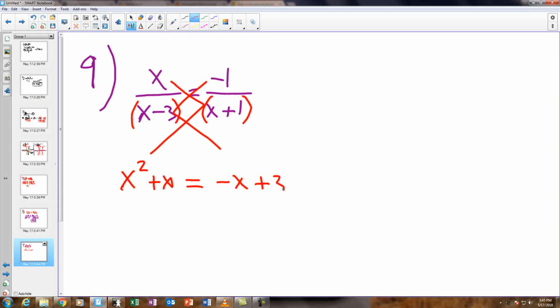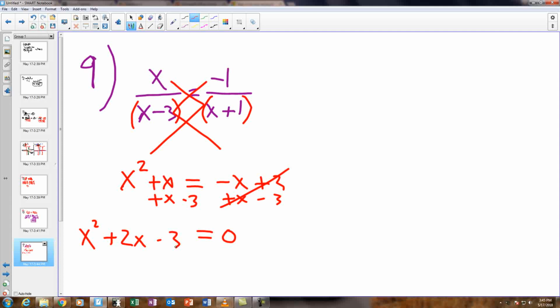I see that there's an x squared in the problem, which means the only way to solve it is through setting it equal to 0 and working a quadratic. So I'm going to add x and subtract 3 from both sides so I can get it equal to 0. All right, so that's all gone. You get 0 on the right, x squared plus 2x minus 3.